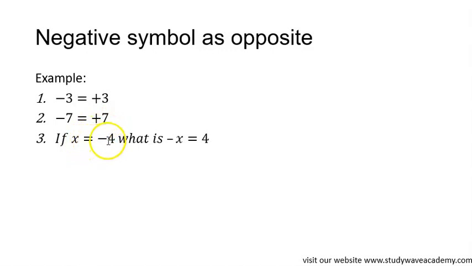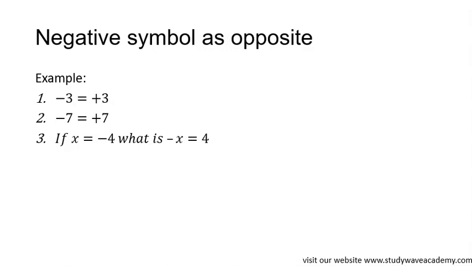So if x is equal to minus 4, what is minus x? Here x is equal to minus 4, so the negative of x should be 4. Okay, do you understand? So minus x is the opposite of minus 4. Okay, I hope you're not confused. So the opposite of the negative symbol is positive. So minus 3 is equal to the positive of 3, which is plus 3.